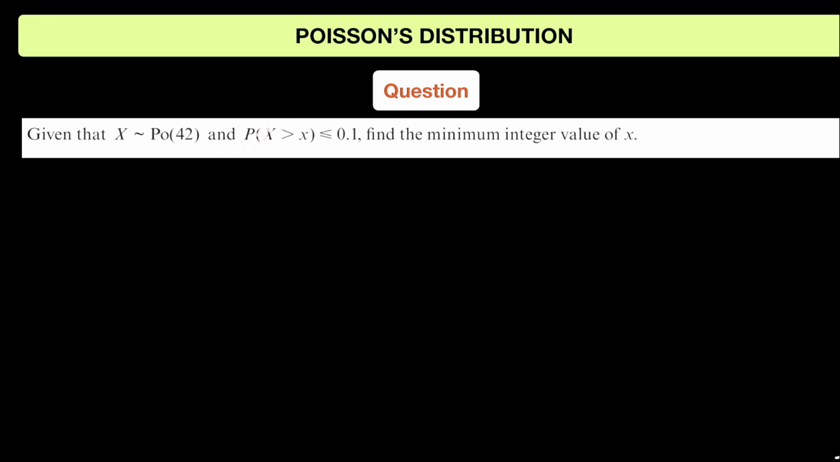Yes, so now we have reached the next question, where the question is saying that X follows a Poisson distribution and the probability of X being greater than x is less than or equal to 0.1. Find the minimum integer value of x.